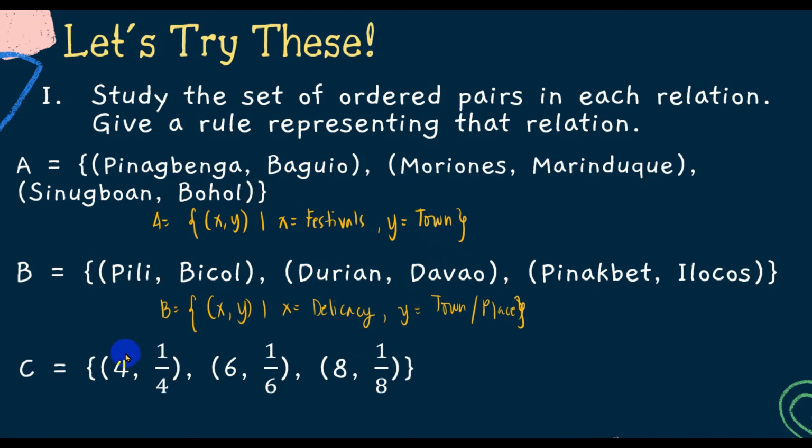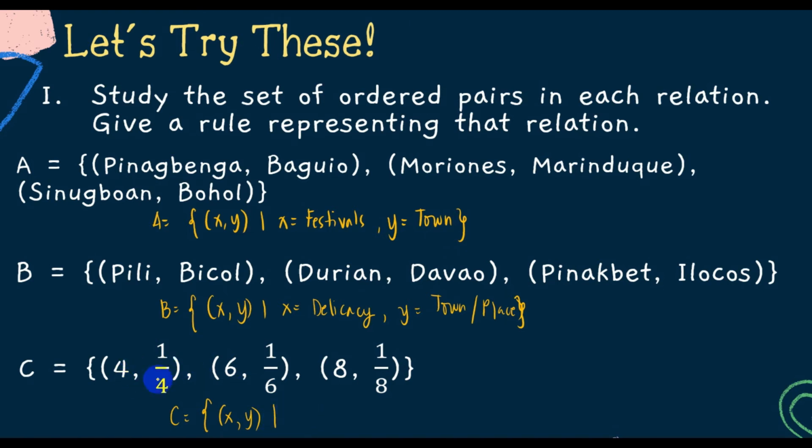Then, the last item is that we have here 4 and 1/4, 6 and 1/6, 8 and 1/8. So, kapag numbers, mas madali lang natin yan mabigyan ng rule kasi once na mahanap natin si pattern, kaya na natin siya agad isulat. So, C is the relation between the ordered pairs x and y wherein ano po ang meron sa x?